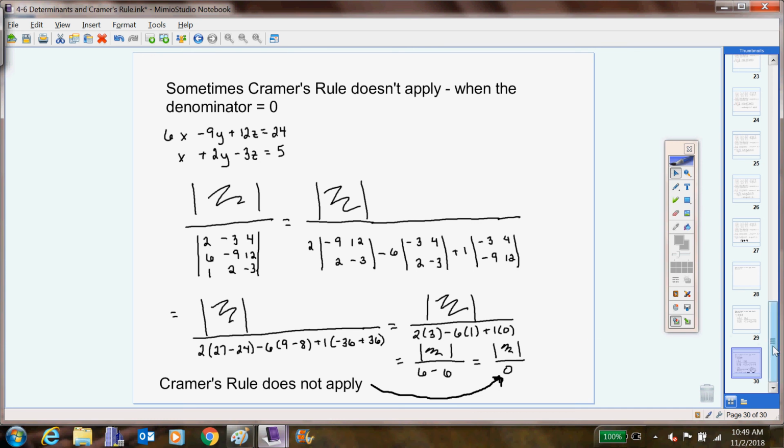So there you have it. Determinants, you've learned what a determinant is and how to calculate it. And you've also learned about Cramer's rule and how to tell when Cramer's rule just doesn't apply to a certain situation. Watch this as many times as you need to so that you can become confident.